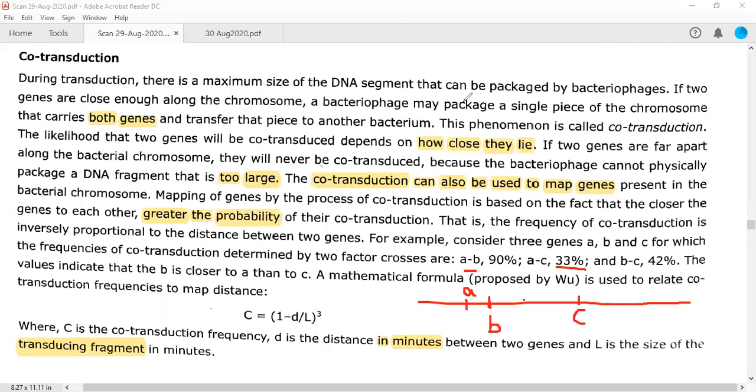Okay, so you are confused with this, that how we will map the genes, right? But you are able to understand this particular example, right?